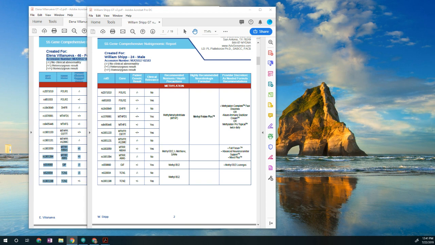The MTHFR gene is a gene that everybody has. So when you hear people say, "I have MTHFR," guys, this is not a disease, it's not a condition. Everybody has MTHFR. It's a gene, and we're supposed to have it, right? But what they're really referring to, not knowing how to say it properly, is that they have a mutation in the gene.